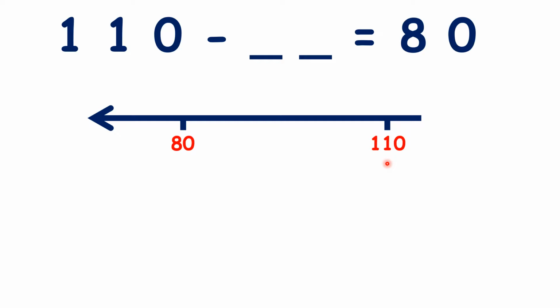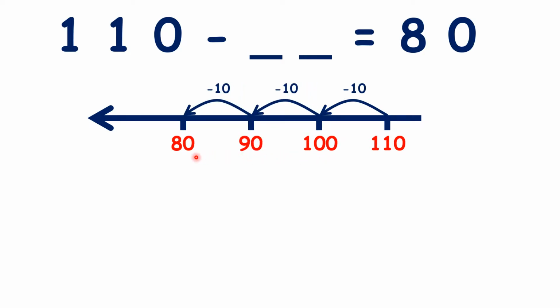back in tens. So 110 take away 10 is 100, 100 take away 10 is 90, and 90 take away 10 is 80. So we counted back in steps of 10 3 times. So because 3 tens make 30, we know that 110 minus 30 is 80. So 30 is our missing number.